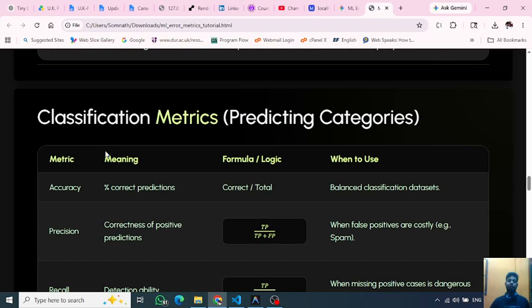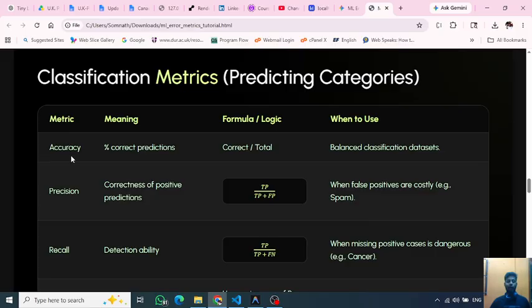Now coming to classification metrics. First one, accuracy, meaning the percent of correct predictions. Formula: correct versus total. When to use it? On a balanced classification dataset, when the number of samples in all the categories is the same.